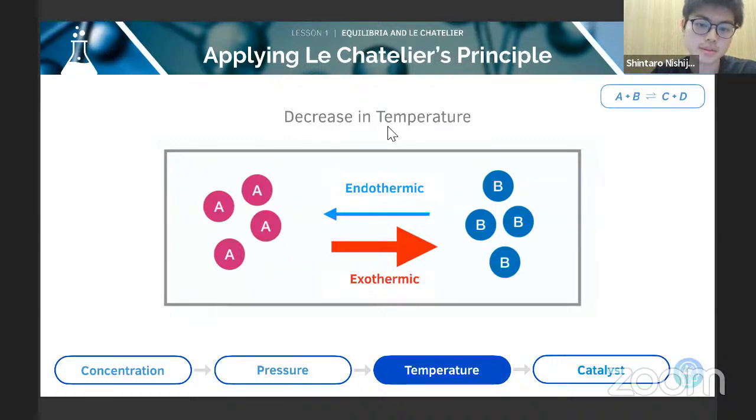Okay, decrease in temperature, it's the other way around. It's getting colder, so you're going to want to heat the room back up again. And if you want to heat the room, you're going to want to burn something, and burning is an exothermic reaction. So you're going to want to favor the exothermic reaction. In this case, exothermic is forward, so it's going to shift the equilibrium to the right side.